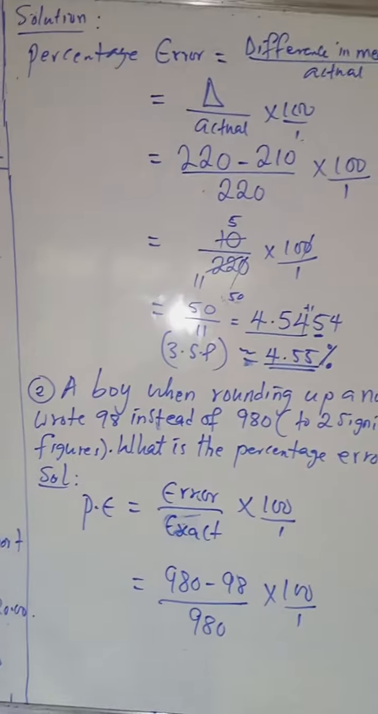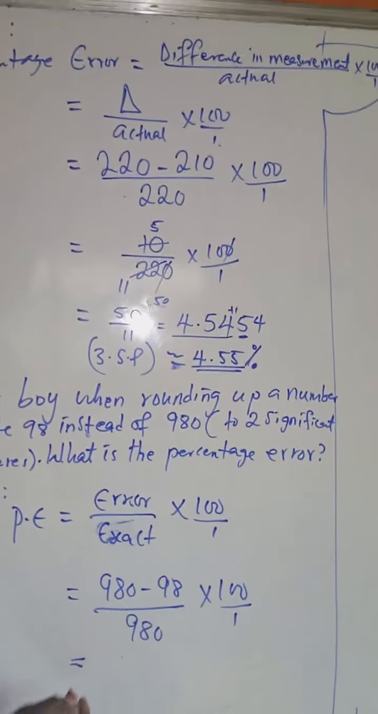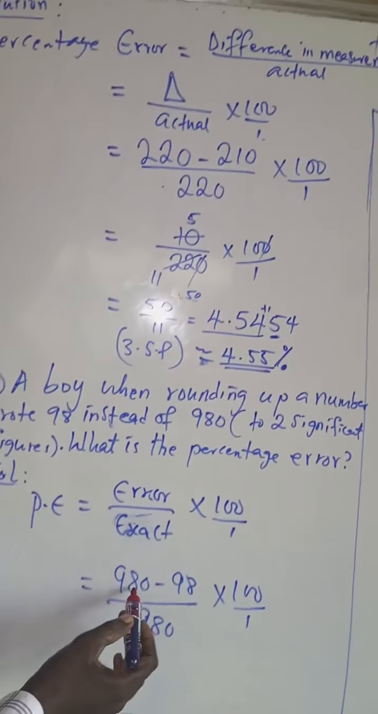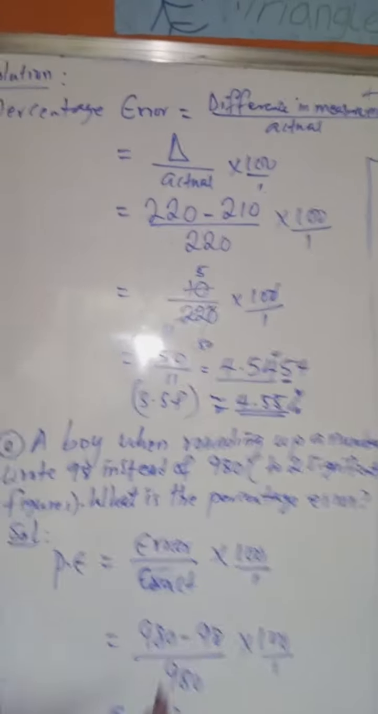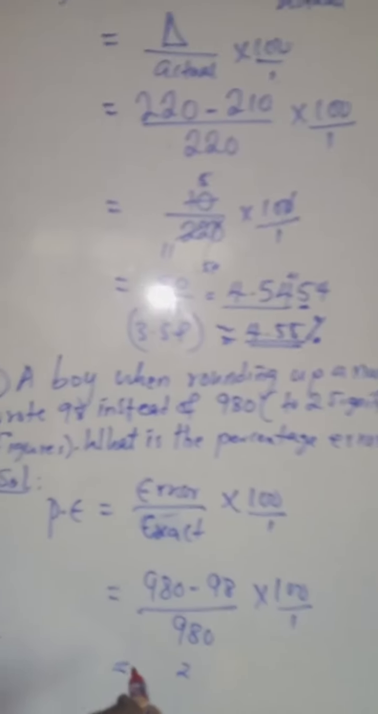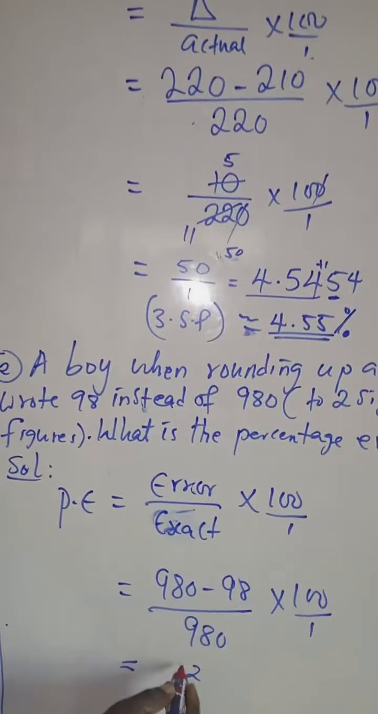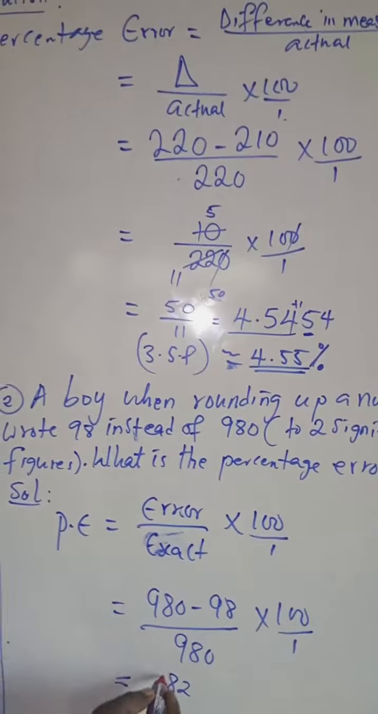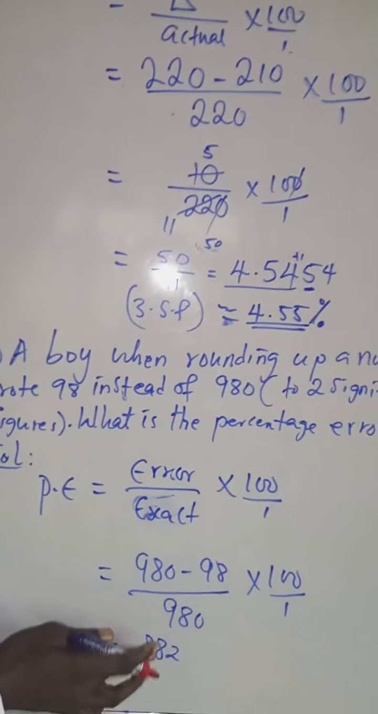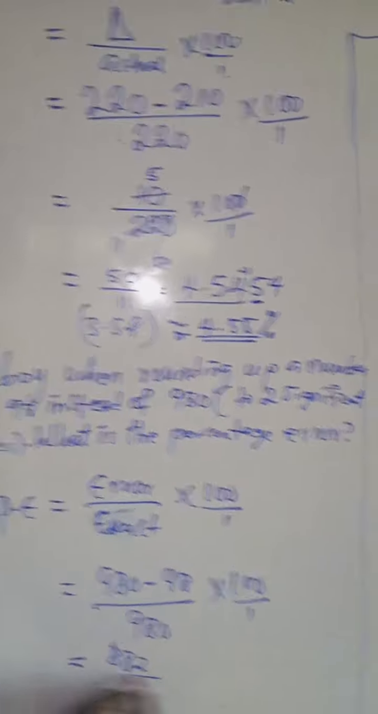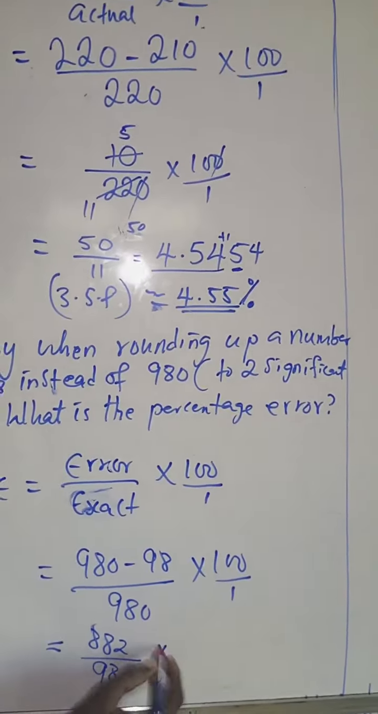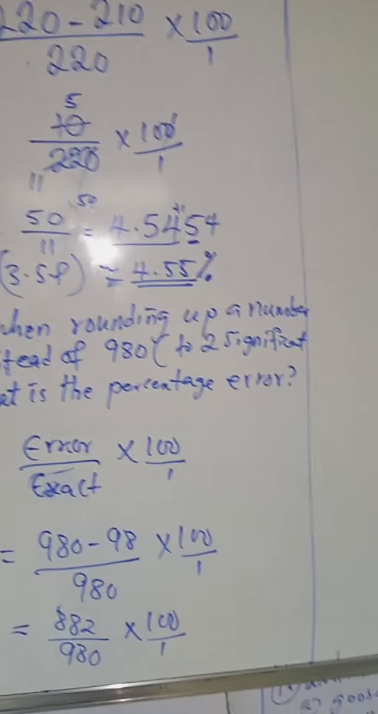times 100. So let's subtract. This one will give me 2, and this one is 7. 17 minus 9 is 8. So this one will now remain 8. So we have 8, 8 all over 980, multiplied by 100 over 1. So let's move.